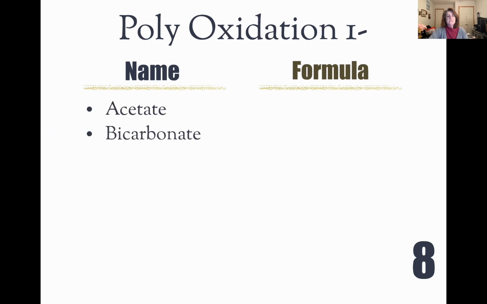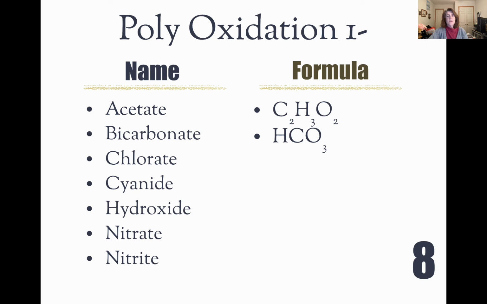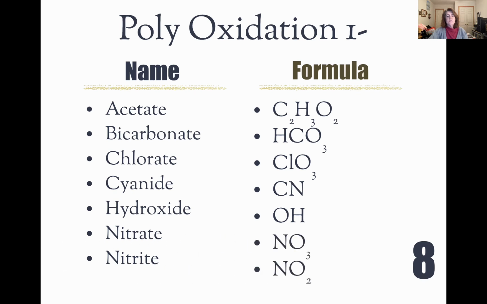They are acetate, bicarbonate, chlorate, cyanide, hydroxide, nitrate, and nitrite. The formula for each, be sure you fill in the blanks. Acetate is C2H3O2. Bicarbonate is HCO3. Chlorate is ClO3. Cyanide is CN. Hydroxide is OH. Nitrate is NO3. And nitrite is NO2.